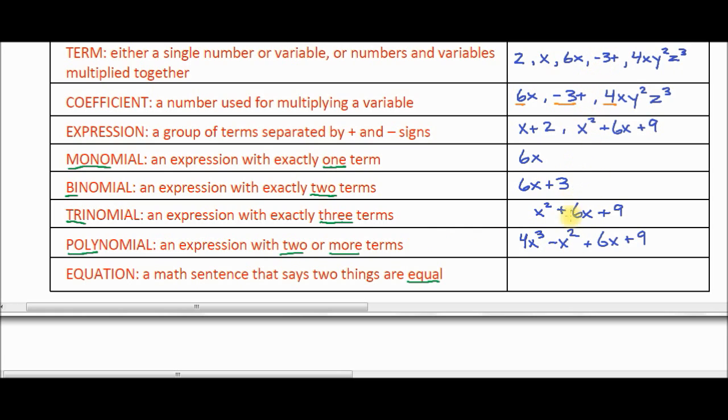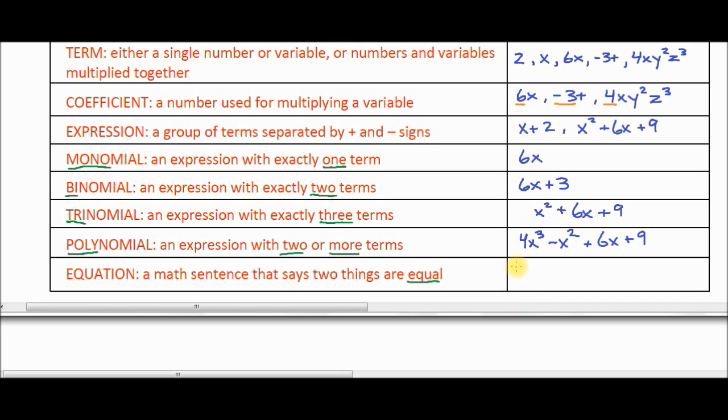Nothing has an equal sign. These are all expressions. Everything above is expressions. Once we put an equal sign in it, now it becomes an equation. So try to get that straight, class. A lot of students and teachers, including me, want to say this is an equation. It is not. This is an expression. 4x cubed minus x squared plus 6x plus 9. An equation will always have an equal sign.